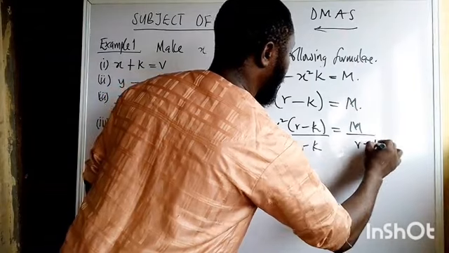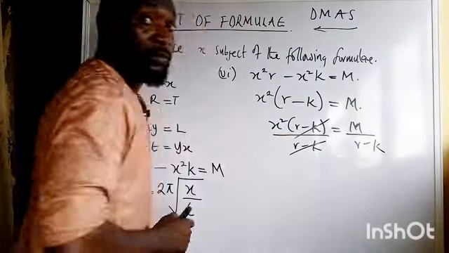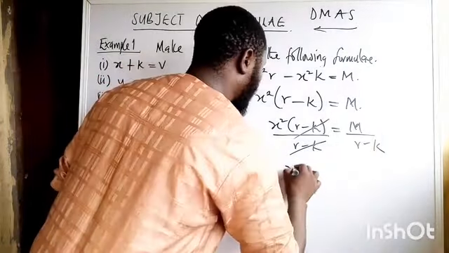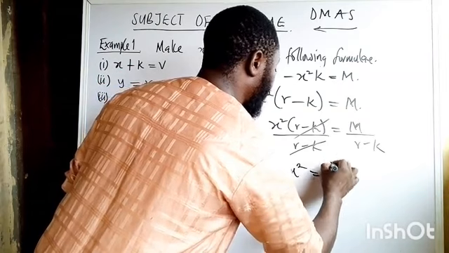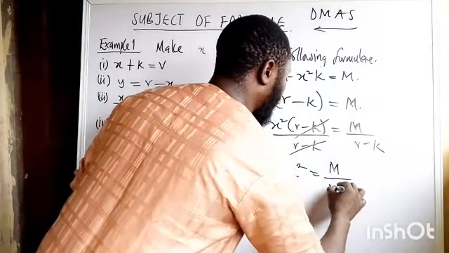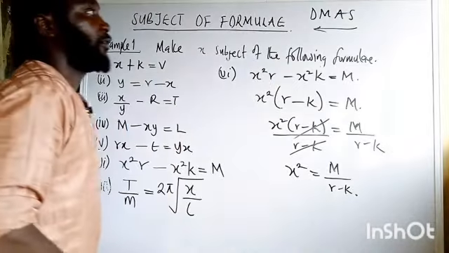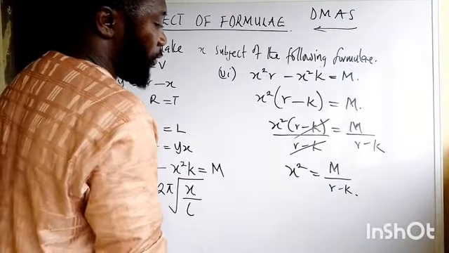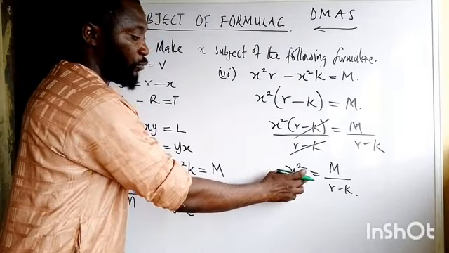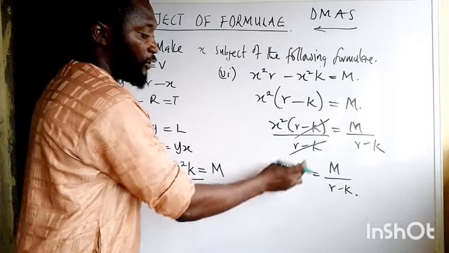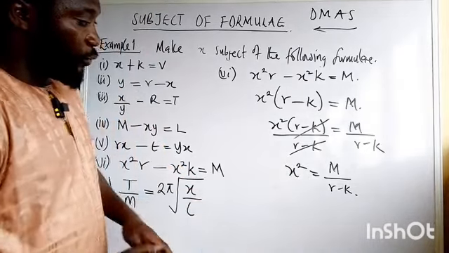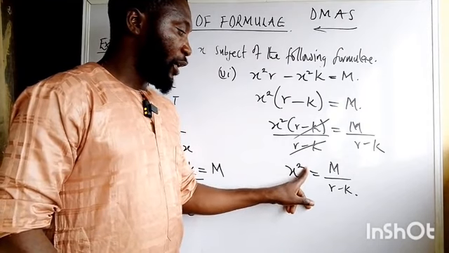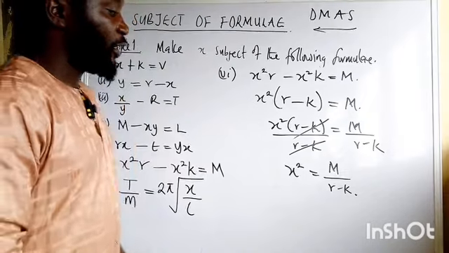R minus k, so this is gone. So they are gone now. So we have what? x squared equals m divided by r minus k. Now we can see that we're able to remove r minus k from x. So what's left to remove now is this power.